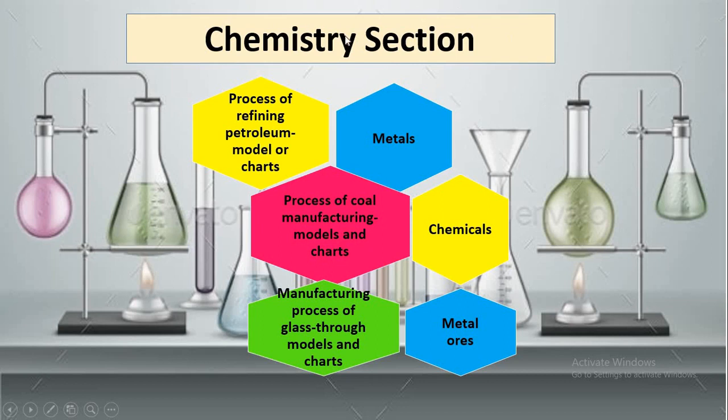In the chemistry section, these are the materials which can be placed in the chemistry area. The first one is metals, chemicals, metal ores, and the manufacturing process of glass. It can be kept as models or charts. The process of coal manufacturing can be in models or charts. The process of refining petroleum can be in the form of models or charts.